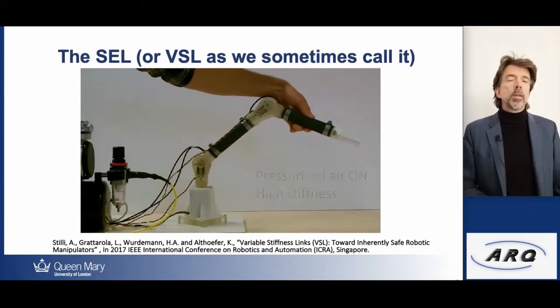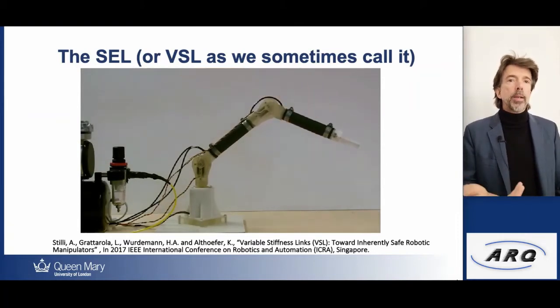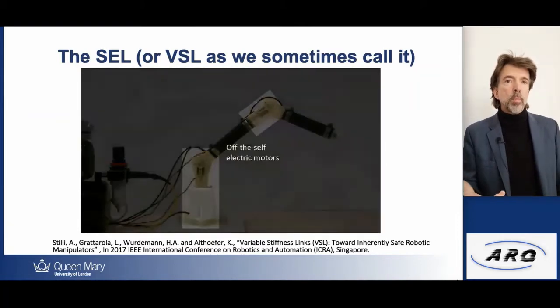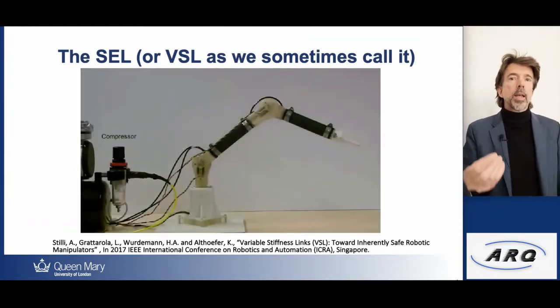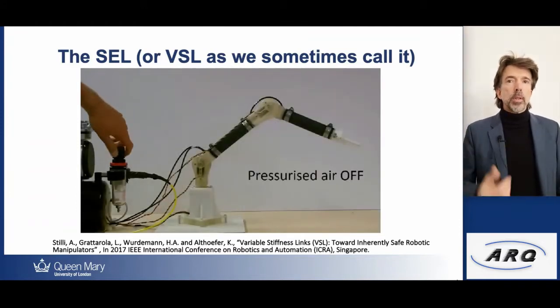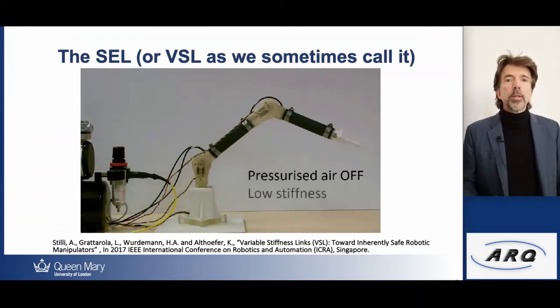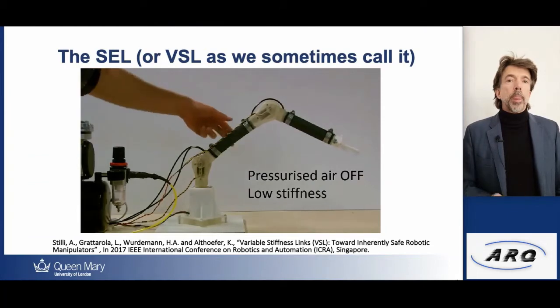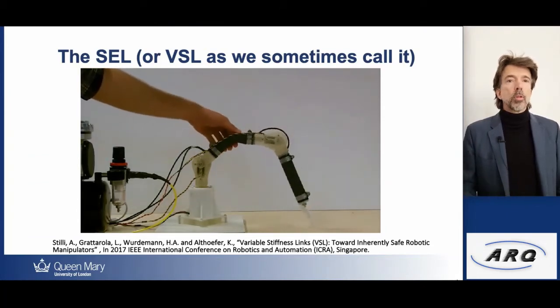So here you can see the robot arm in its fully inflated state, a standard robot arm, but these links are now these SELs, series elastic links. And if we now release the pressure, then we can see that the robot arm becomes soft and compliant.